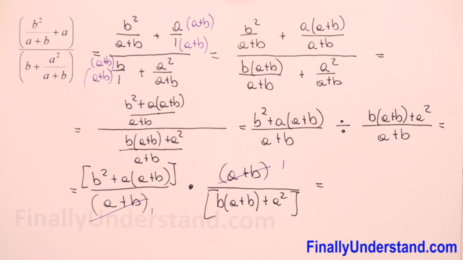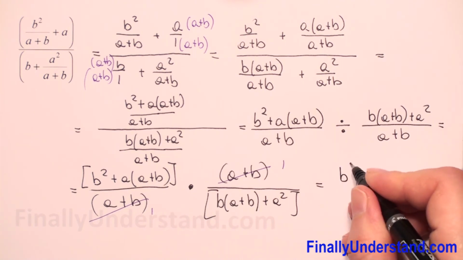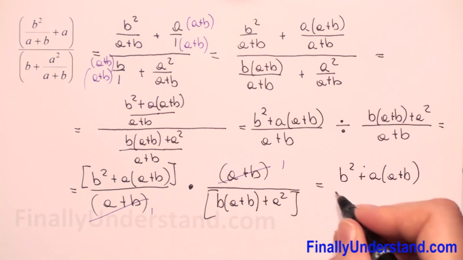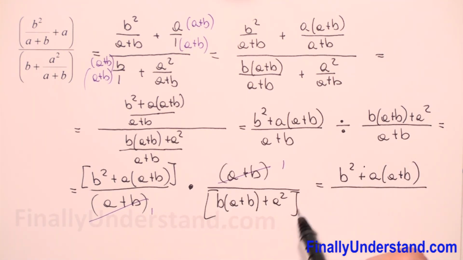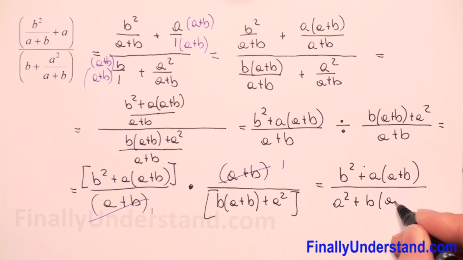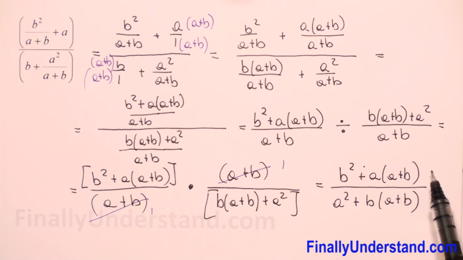So now we have in the numerator 1 times b squared plus a times a plus b. So this is b squared plus a times a plus b. And in the denominator we have 1 times this whole expression in the brackets. So it will be, I can put first a squared plus b times a plus b. Now, because we cannot factorize anything here, we cannot reduce, so this is my solution.